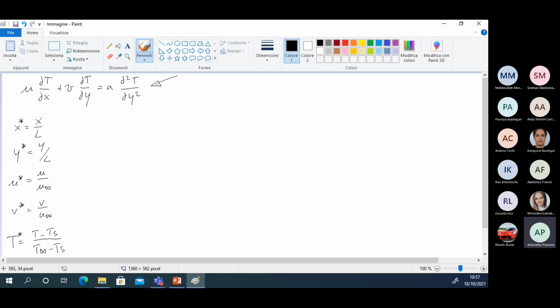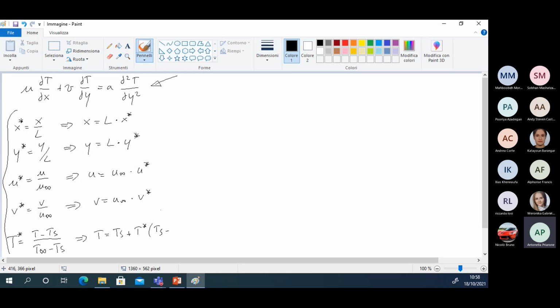The approach is the following. Now I show you step by step. I start from the definition of the dimensionless variables, but then I want to go back to my variables. So I will obtain that x is L times x star, and T is equal to Ts plus T star that multiplies T infinite minus Ts.